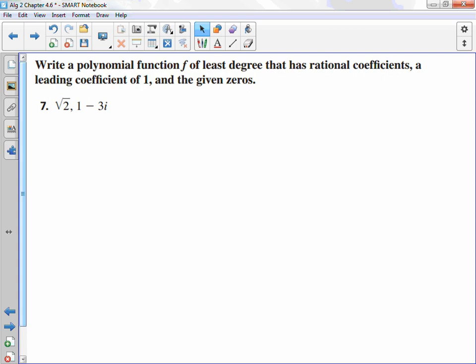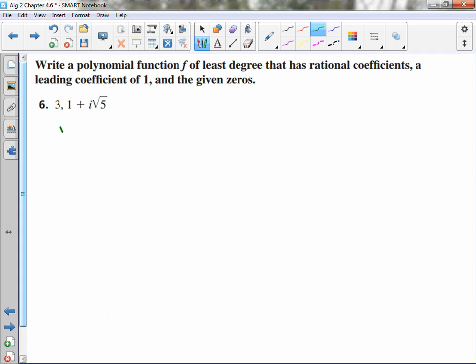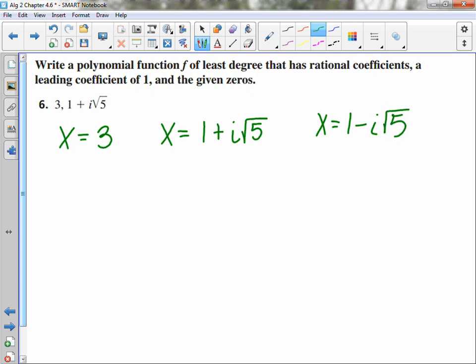Last one we do today. Let's look at 6. So here it went on and told us the zeros. It told us x is equal to 3, and x is equal to 1 plus i square root of 5. Well, the other zero is going to be x is equal to 1 minus i square root of 5.